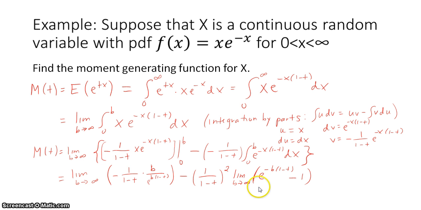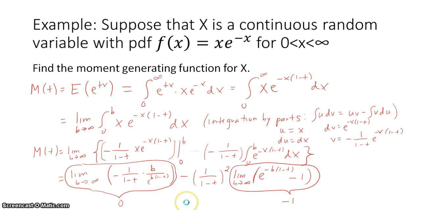And now we have two limits that we're working with. So let's look at the two limits. The limit as b goes to infinity of e to the minus b times 1 minus t power, minus 1. This portion goes to 0, so the limit is going to be minus 1. The other limit, as b goes to infinity of b over e raised to the b times 1 minus t power, is 0. So what we have is negative 1 times minus 1 over 1 minus t squared. So this is going to be a positive 1 over 1 minus t squared. And that's our moment generating function.